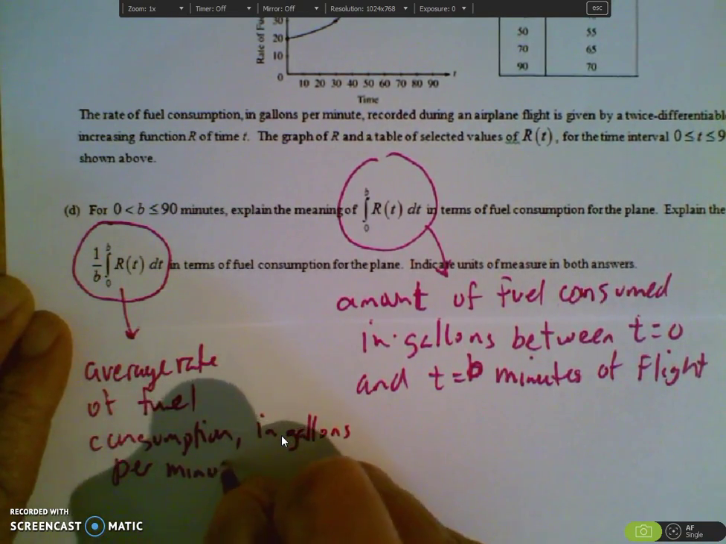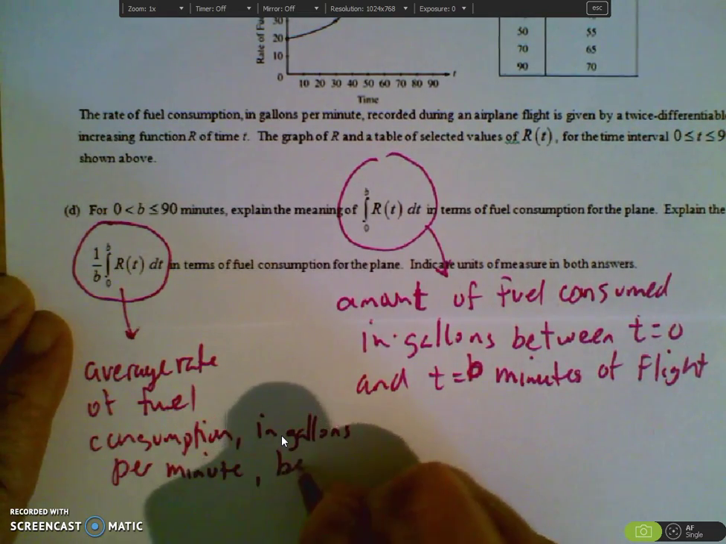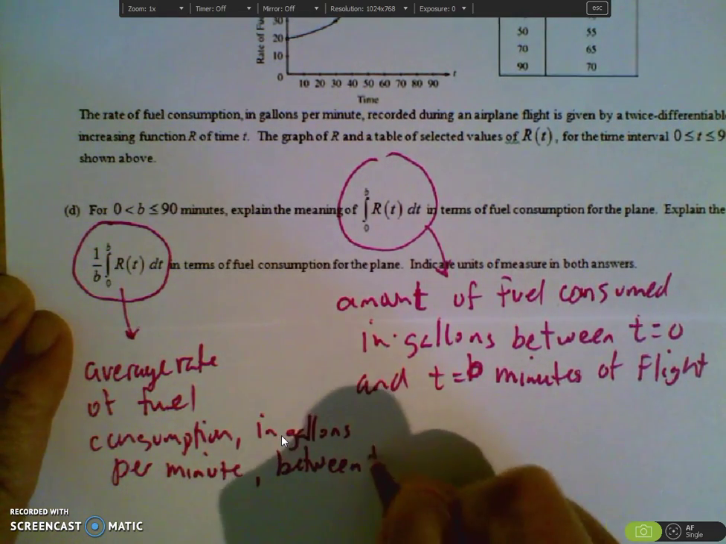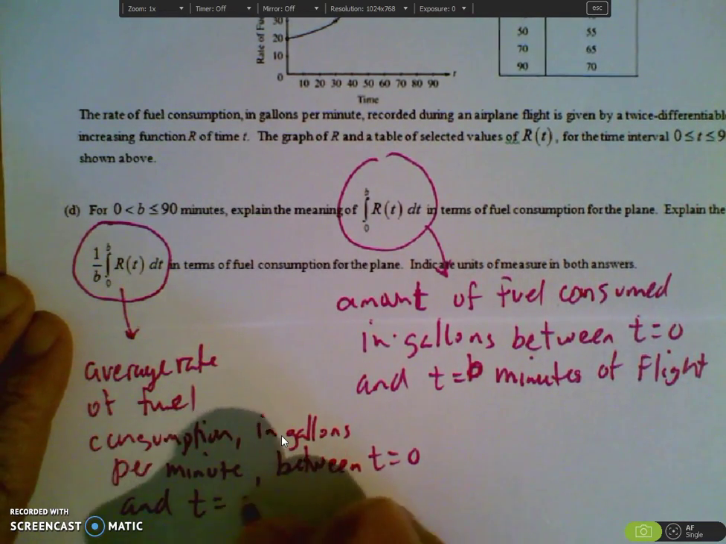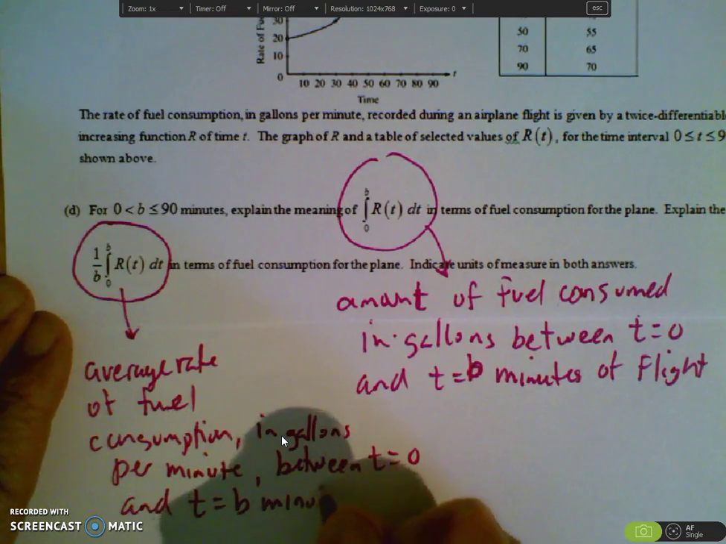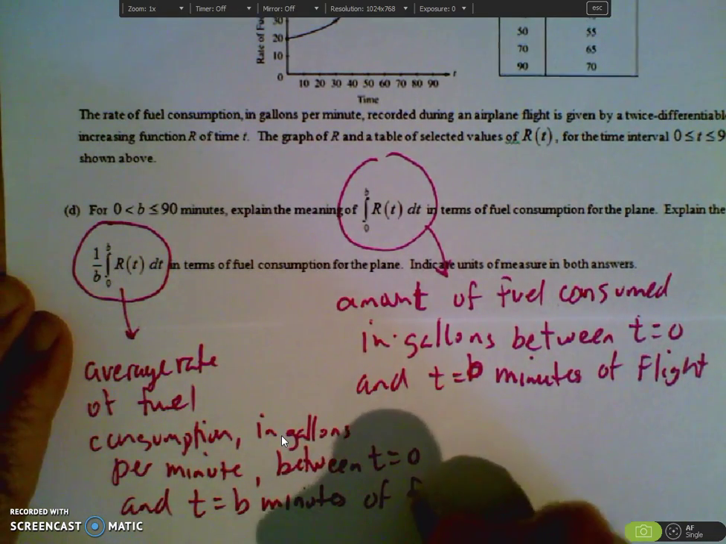Between t equals 0 and t equals b minutes of flight.